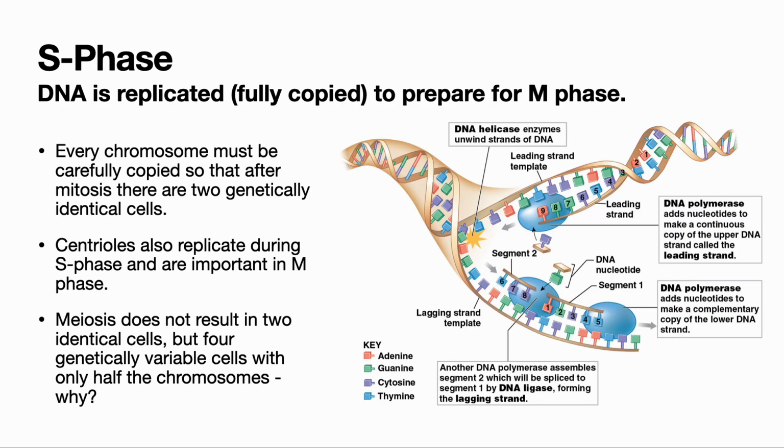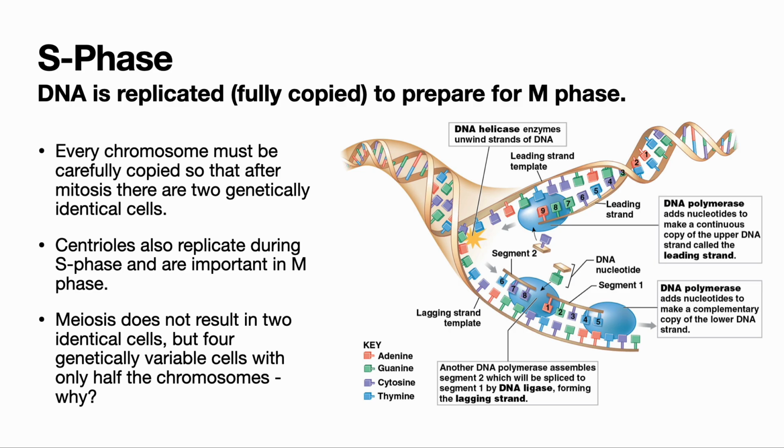Now, S phase is special because that's where we're going to replicate the DNA. This is a little different than protein synthesis. Protein synthesis is when we're just making a copy of one gene in the nucleus so that we can make the protein that that gene codes for. DNA replication is when we're copying all of the chromosomes so that after mitosis, we have two genetically identical cells. So they both involve copying DNA, but they have different purposes, and as a result, they look a little different.